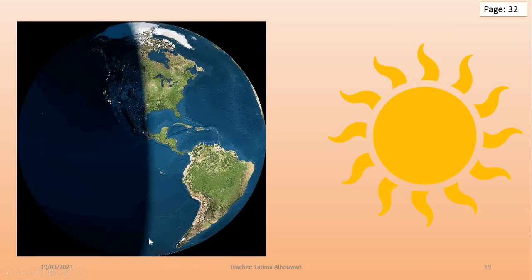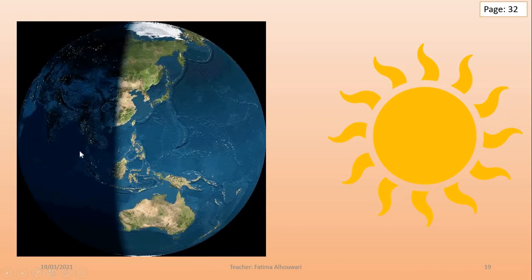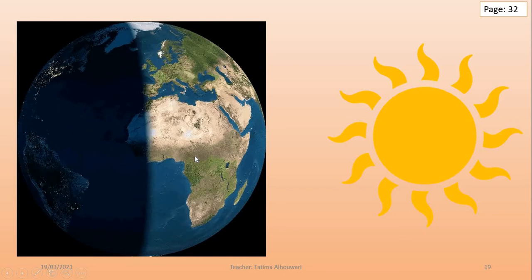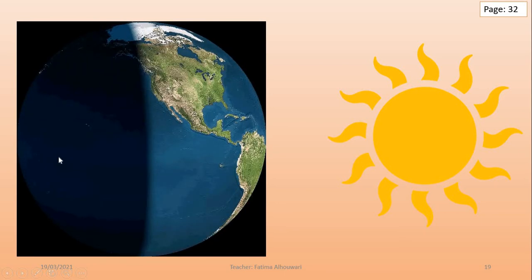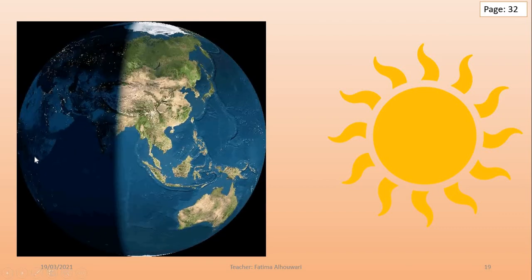Observe that there are two parts of the Earth. One of them is light and one of them is dark. The part that is facing the sun is light and the other part is dark. The part that is facing away from the sun is dark.